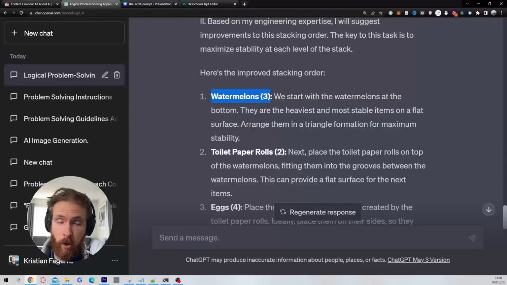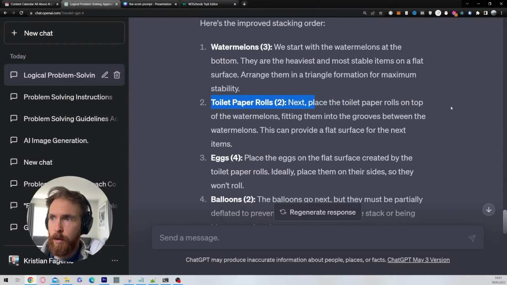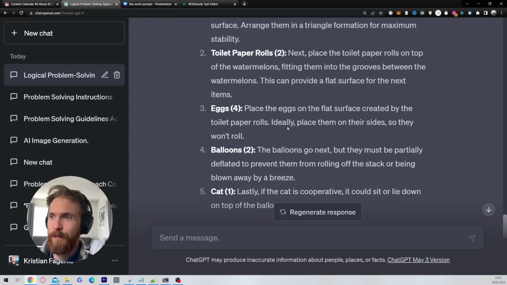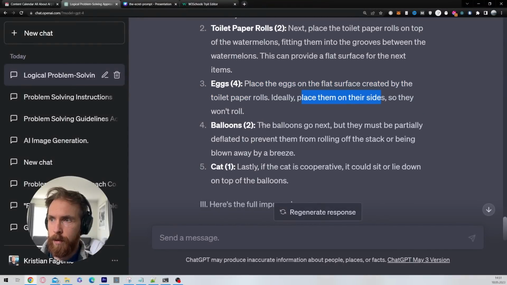So we're gonna place the watermelons now on top. So they are the most heavy and stable items on a flat surface. Arrange them in a triangle formation for maximum stability. Next, place the toilet roll papers on top of the watermelons, fitting them into the grooves between the watermelons. This can provide a flat surface for the next items. So that was smart. Place the eggs on the flat surface created by the toilet paper rolls. Place them on their sides so they won't roll.